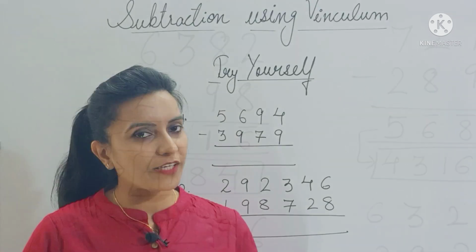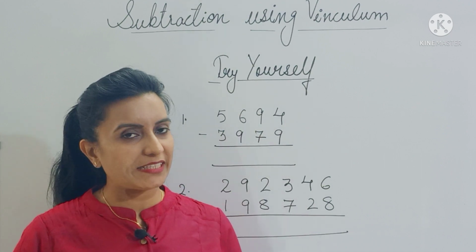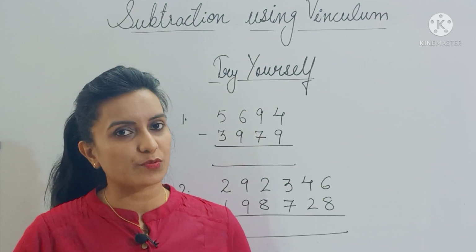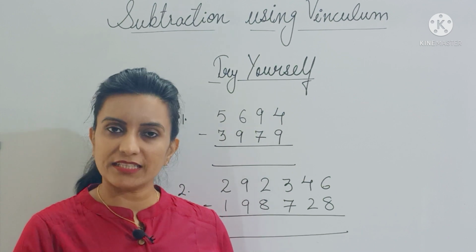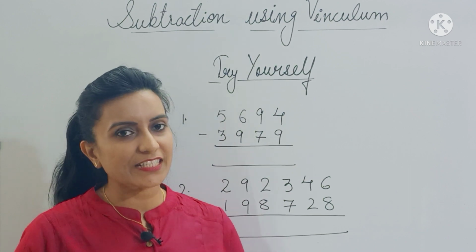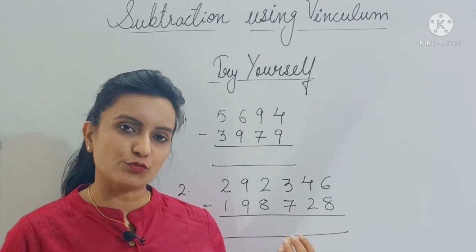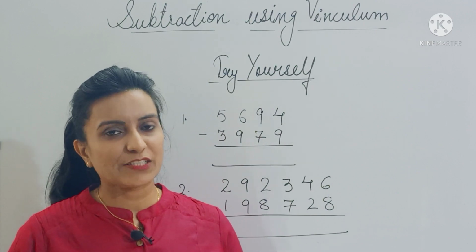Now one small tip for everyone. Generally children get confused in vinculation and devinculation, whether they have to add one or subtract one. So you can think that, see, devinculation starts with letter D, right? And decrease also starts with letter D. So devinculation means you have to decrease the digit by 1. So like this you can clear your confusion.